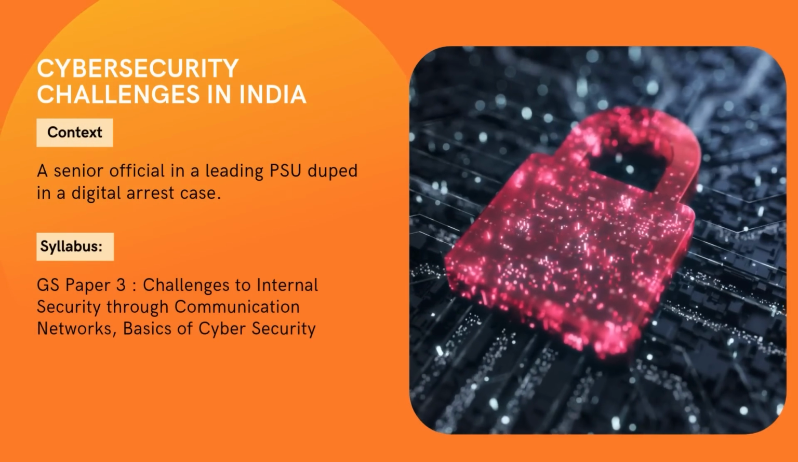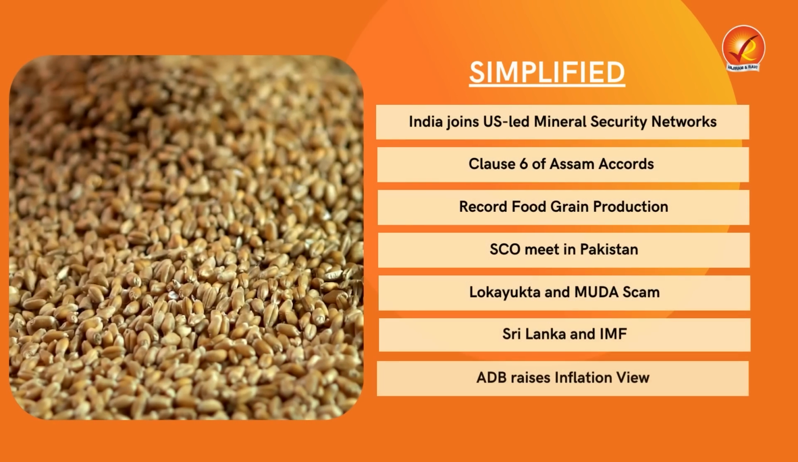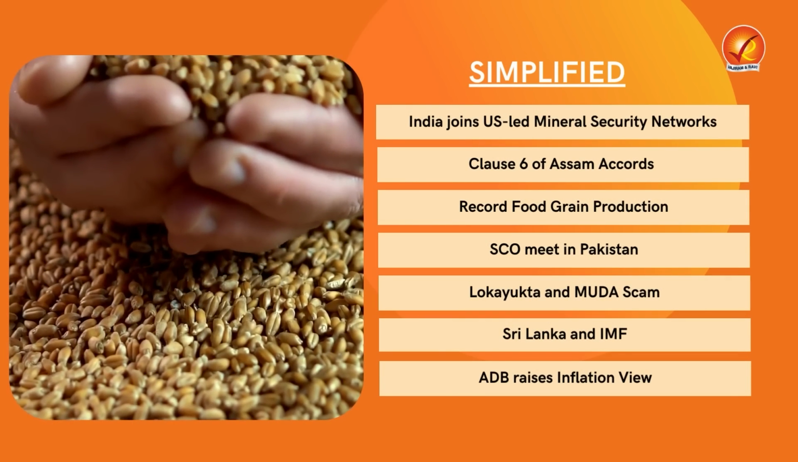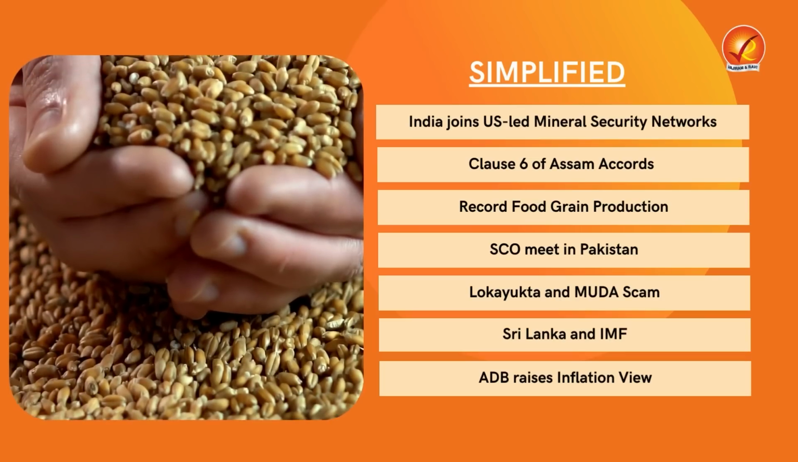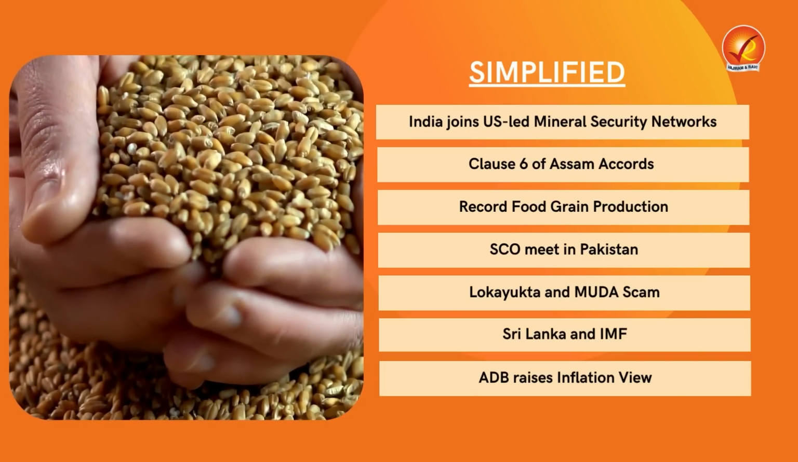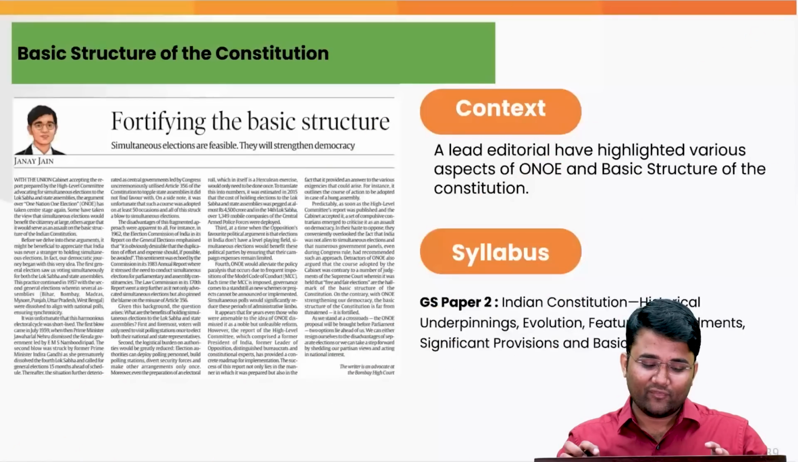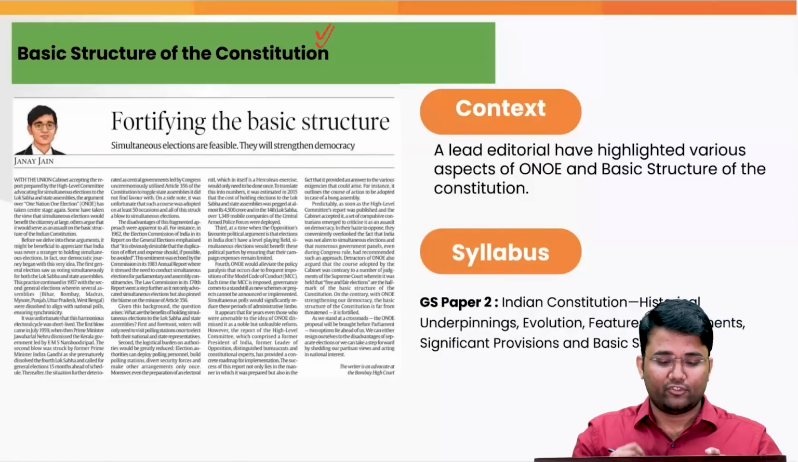Then in our simplified section, we will take up 7 articles and we will try to explain them in the simplest language possible to enrich the understanding of your newspapers. So stay tuned. So our first topic is the basic structure of the Constitution.